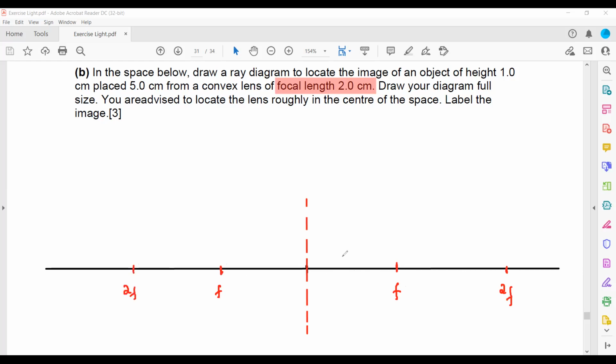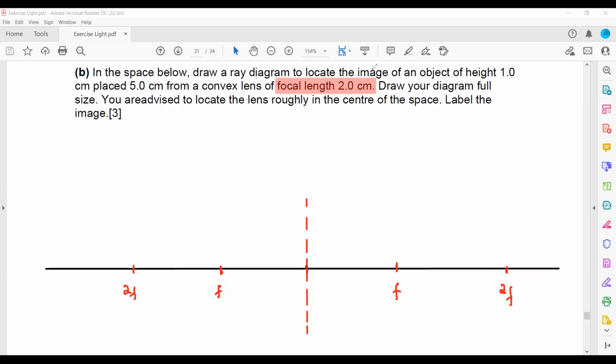So mark the focus F, which is 2 centimeter. Using a ruler or the scale, measure this distance. This will be 2 centimeter. And measure 4 centimeter and mark 2F. So both sides, on the left hand side as well as on the right hand side.